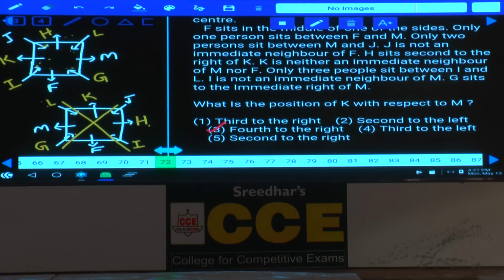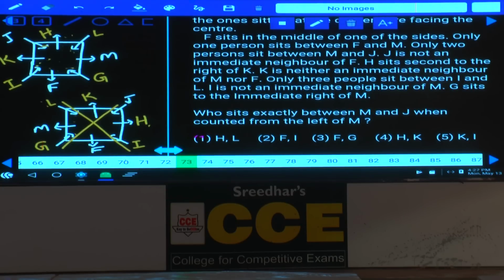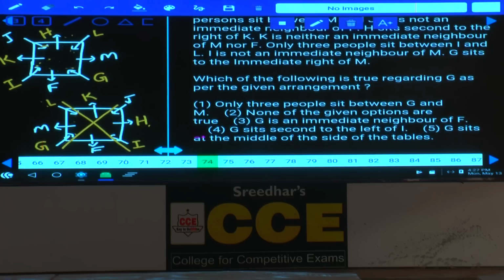And question number 73, now in this 73, who sits exactly between M and J when counted from the left of M? Exactly between M and J when counted from the left of M, how many persons? There are 2 persons. Who are those 2? H and L, choice 1, 73. Then question number 74, which of the following is true regarding G as per the given arrangement? Only 3 people between G and M. 3 people between G and M is false. G is an immediate neighbor of F, that is definitely true, choice 3. Question number 74, it is choice 3.